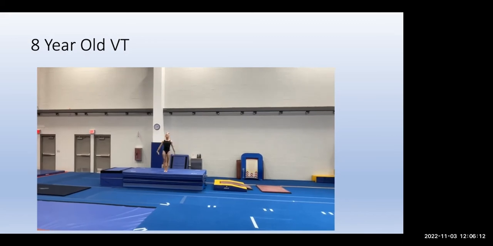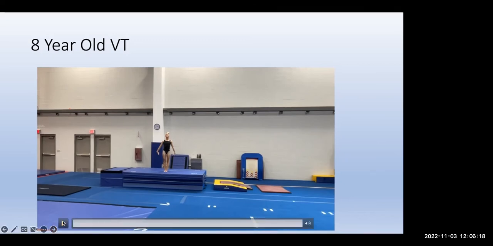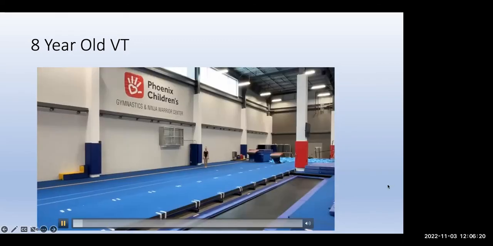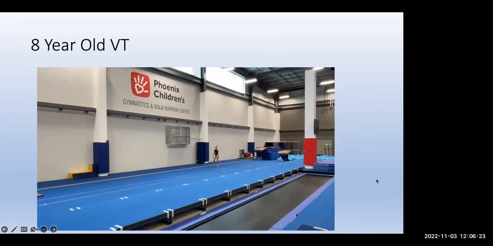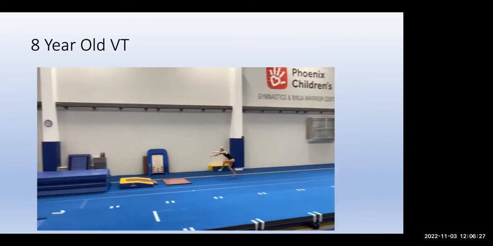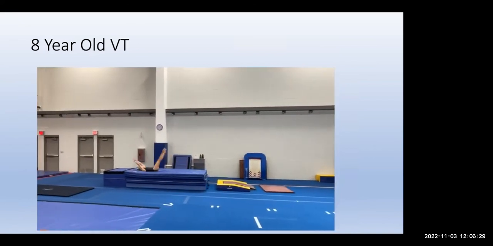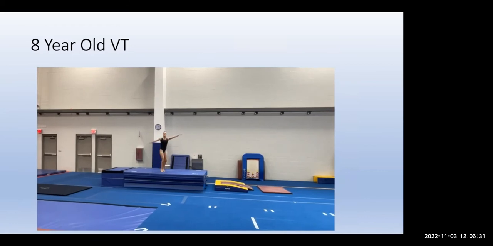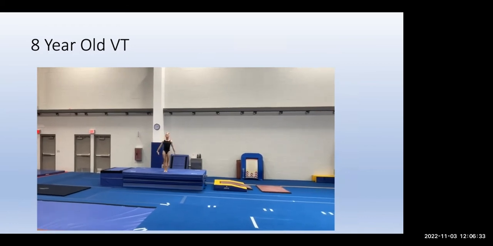So she does her layout, she lands feet first, and then she falls backwards. So we'll watch it one more time just so that you can see. This is a good example. Looking for the head in line, looking for the body shape, looking for the height, the control on the landing, and we stop judging when she lands on her feet. We don't judge after that.